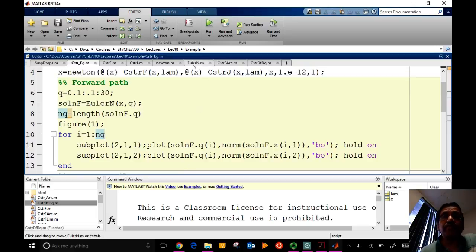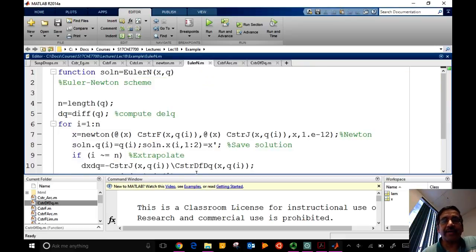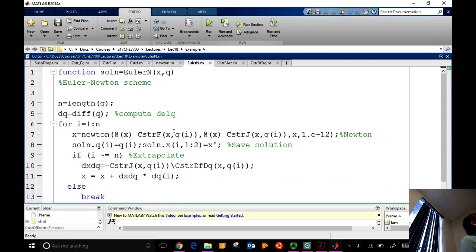Okay. So the Euler function essentially just gives us a better guess, right? Oh, I haven't shown you how the Euler function looks like, right? So to see the whole puzzle, this is the Euler-Newton function. First I count how many entries are there in Q to know how many times I have to go through the loop. That is n. So I set up a loop for that. And then I find out the delta Q. Q is a set of vectors, right? So delta Q is the difference between two values of Q.